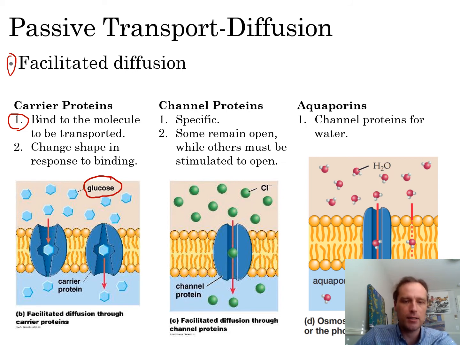So if it's going to carry it, that means it's got to touch it. Meaning, in biology, we say bind to it. So it will bind to the molecule being transported. Good word to remember, bind. Number two, it will change shape in response to binding. So it will, without any input of energy, revert from position one, this is position one, to position two.